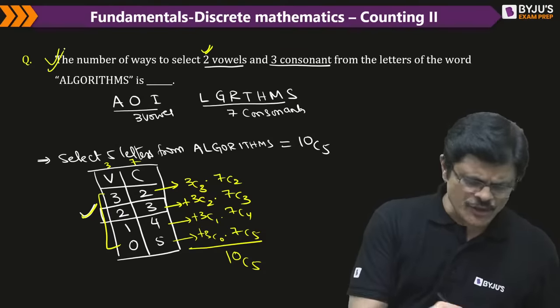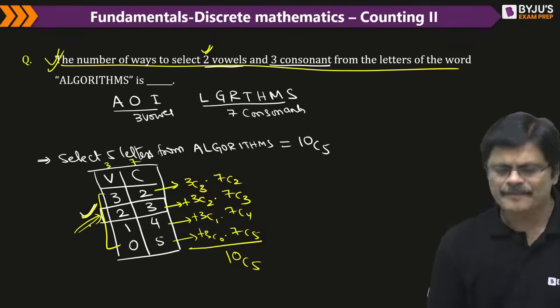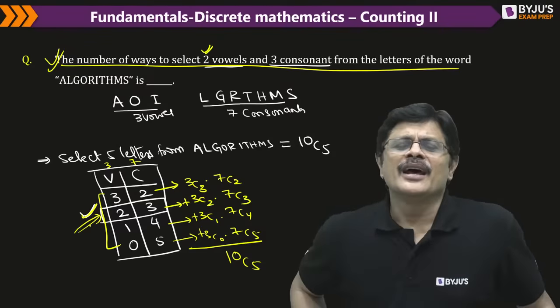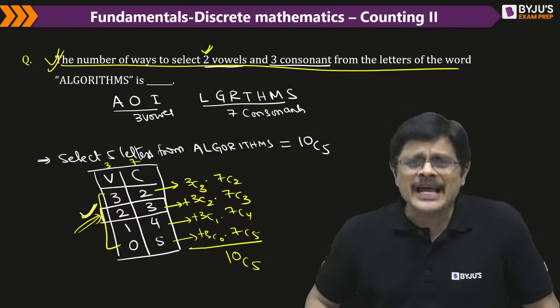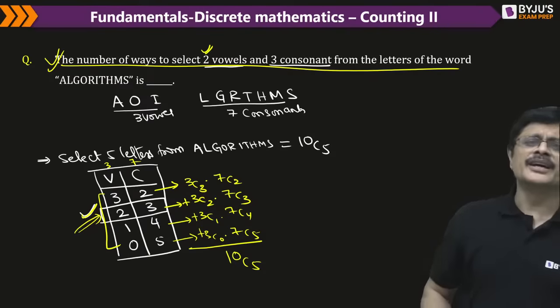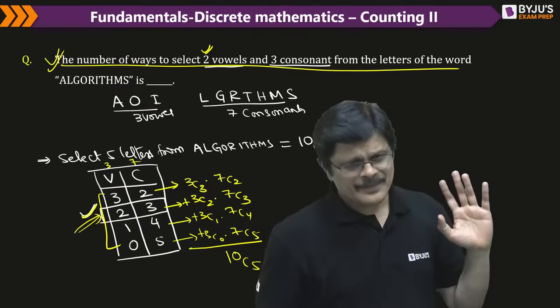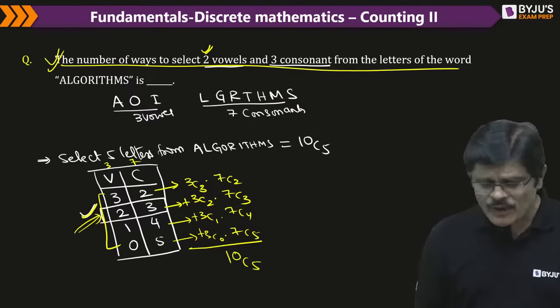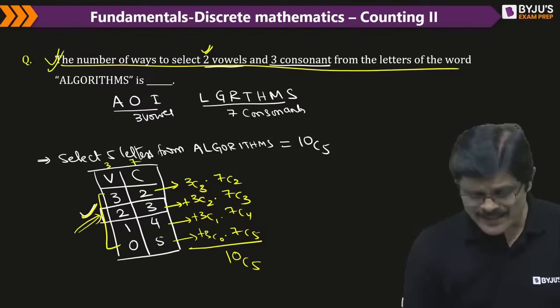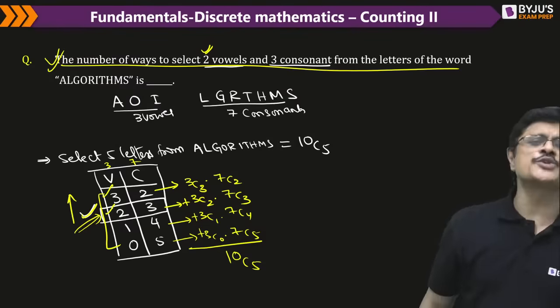For example, this question which he asked is based on this. I can ask you the question: number of ways to select at least 2 vowels. At least 2 vowels means what, sir? 2 or more vowels. That is, I am asking these 2 situations.